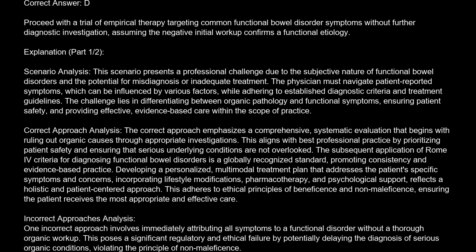evidence-based practice. Developing a personalized, multimodal treatment plan that addresses the patient's specific symptoms and concerns, incorporating lifestyle modifications, pharmacotherapy, and psychological support, reflects a holistic and patient-centered approach. This adheres to ethical principles of beneficence and non-maleficence, ensuring the patient receives the most appropriate and effective care.